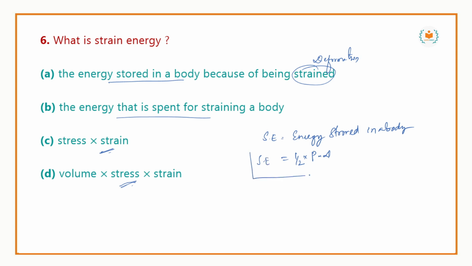So strain energy we define as half P into delta when we plot the stress strain curve. So the area below this curve, when I take the stress here and the strain value here, this value we take as delta and this value we take as the strain, which is small p. So the area, the strain energy, will be equal to half P into delta. This is the equation for the strain energy stored in a body.